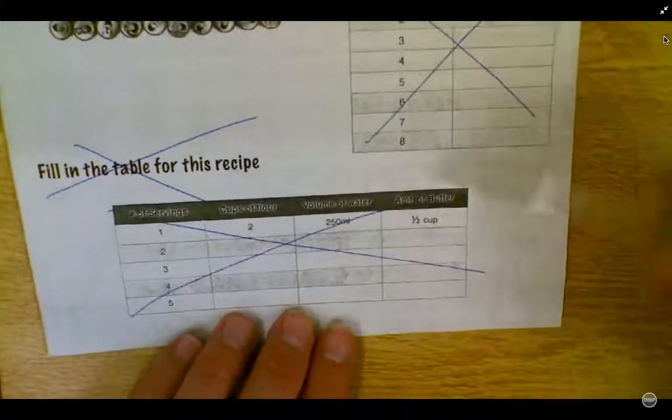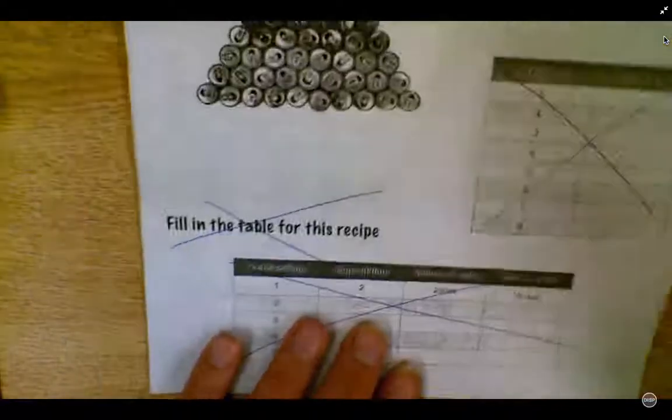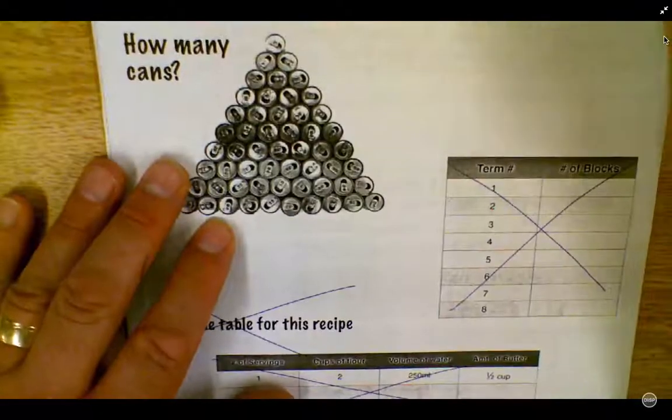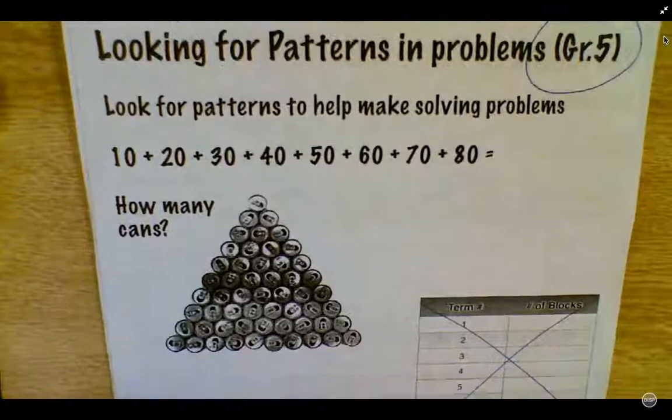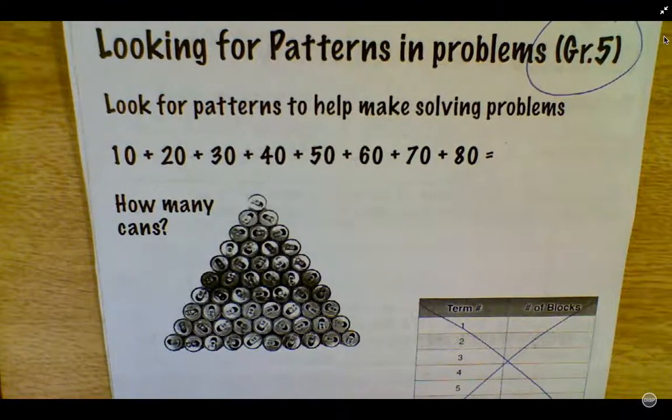Okay, it was late when I did this. You may have noticed these tables come from the other side. You don't have to do them, so don't worry about that. This is mostly a grade 5 concept because it was in the grade 5 textbook, not so much in the grade 6 textbook. But it's looking for patterns in problems.